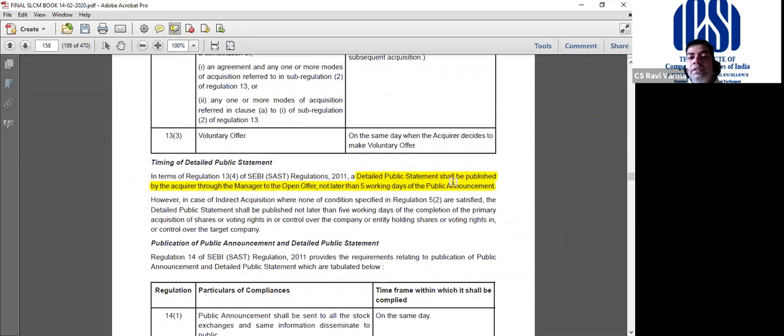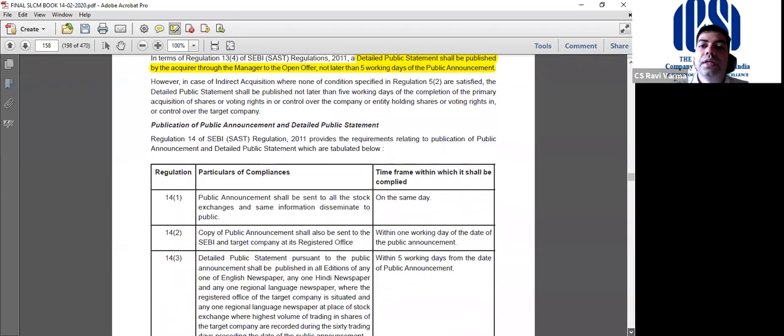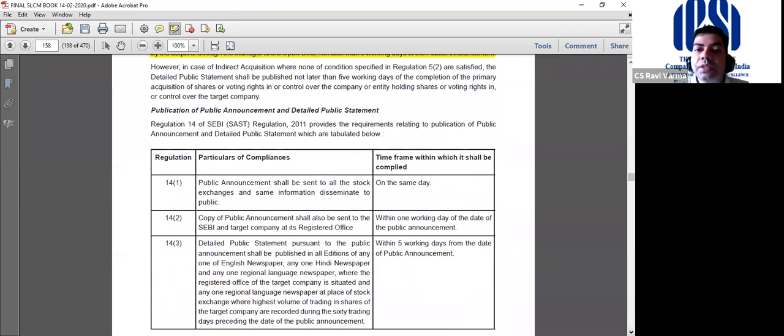So while I'm saying this, you should do one thing for me. Write a page, in the vertical form. First is the public announcement, then 5 working days is for DPS. DPS is a detailed public statement, and it will be published in the newspaper also. Once the public announcement is done, you will send this copy of public announcement to the stock exchanges, and you will disseminate it to the public also by putting it on the website. Next, you will make a detailed public statement.